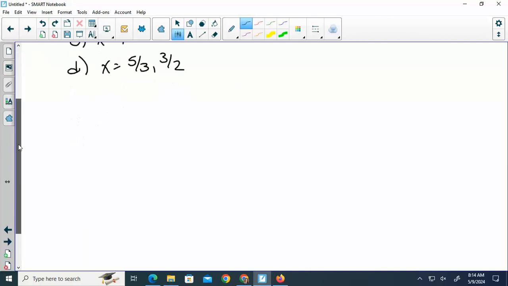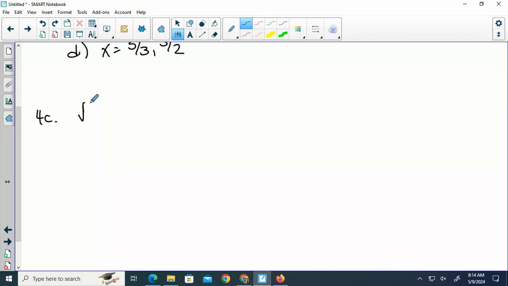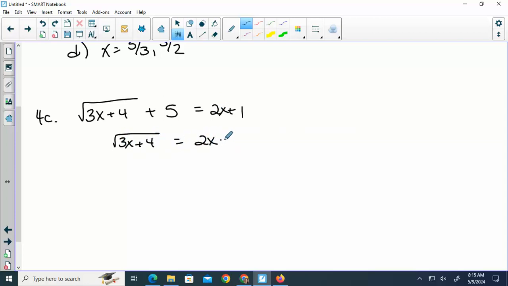Let's look at C. So the square root of 3x plus 4, plus 5, equals 2x plus 1. So if I'm trying to get this radical by itself, what would we do first? Subtract over the 5. Okay, now to get rid of the square root, we square. But when you do that, you have to square the entire side of the equal sign. So the square root and square cancel.